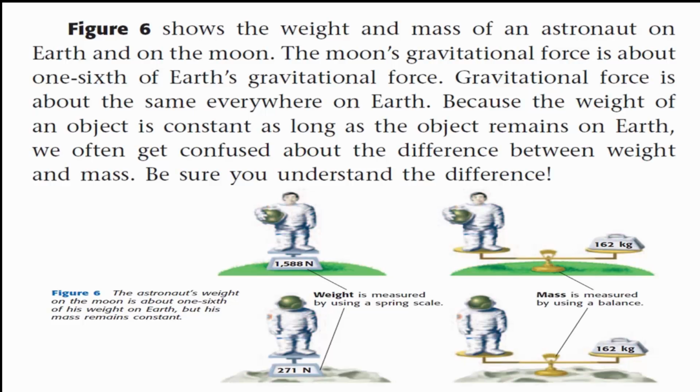The object's weight will increase, but its mass will remain the same. Figure 6 shows the weight and mass of an astronaut on Earth and on the Moon. The Moon's gravitational force is about 1/6 of Earth's gravitational force. Gravitational force is about the same everywhere on Earth. Because the weight of an object is constant as long as the object remains on Earth, we often get confused about the difference between weight and mass. Be sure you understand the difference.